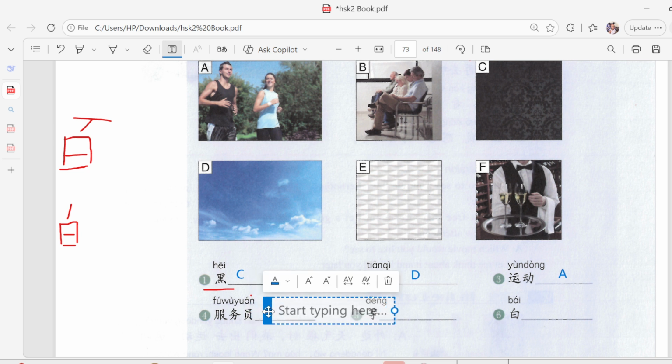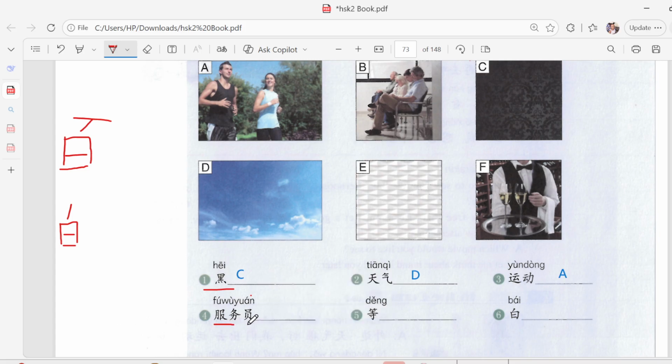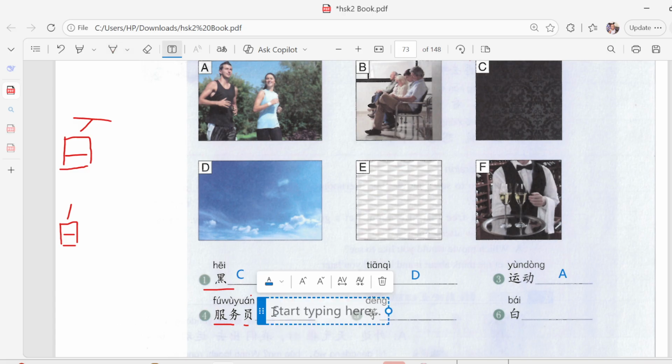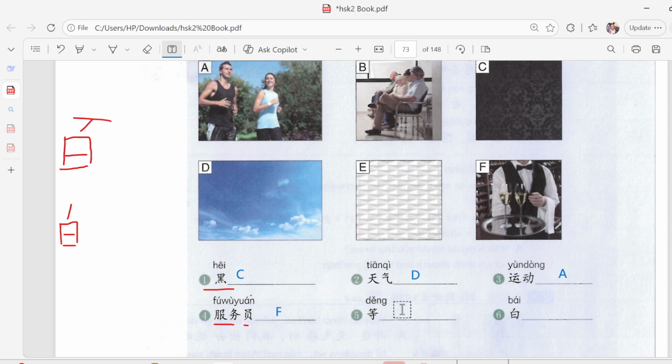服务员. First repeat. 服务员. What is 服务? 服务 is service. Then yuan is the person who does that service. So who does service? Which letter here shows the person who is doing service? Is it E or B? F. F. 非常好，非常好.